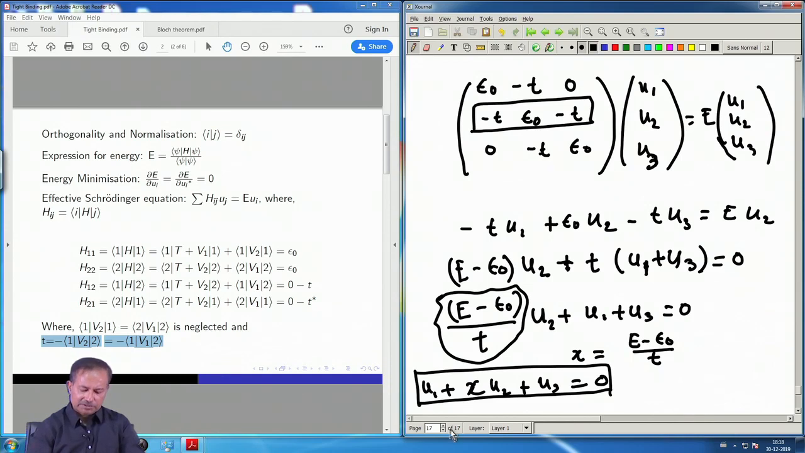Now, can we just extend this to a higher number of sites? Yes, we can. I will come back to it. So, let me first try to find a solution for this equation.